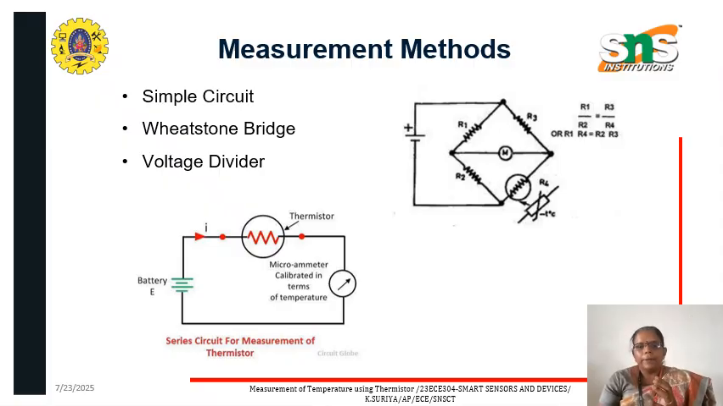to the temperature change. And finally is the voltage divider circuit, which consists of a thermistor and a fixed resistor connected in series. The output voltage of the voltage divider is proportional to the resistance of the thermistor, which varies with temperature.